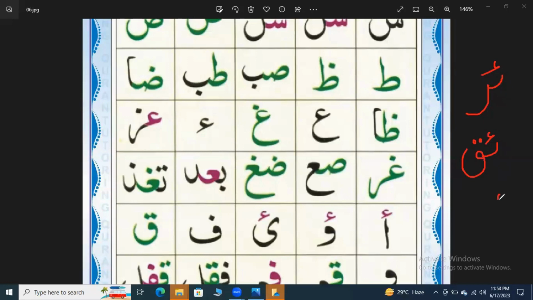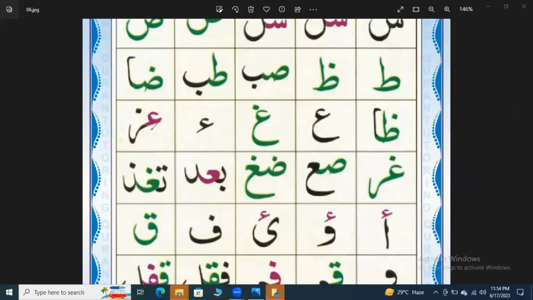If we look at Ain, Ain is written directly with the Ra. This one is Ain and this one is Ra. And look at this Hamza. Hamza is not written directly with the Ra. Ain is directly written with the Ra. So if I try to write Ain with Qaf, it will be written like this. The first one is Ain and this one is Qaf. And here you can see, Hamza is not directly written with the Qaf.